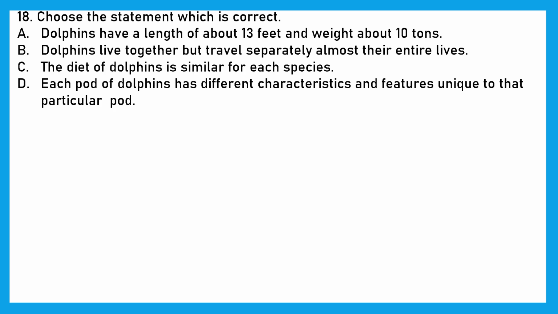Question 18. Choose a statement which is correct. Dolphins have a length of about 13 feet and weight about 10 tons. Dolphins live together but travel separately almost their entire lives. The diet of dolphins is similar for each species. Each pod of the dolphins has different characteristics and features unique to that particular pod. And this is the right answer.